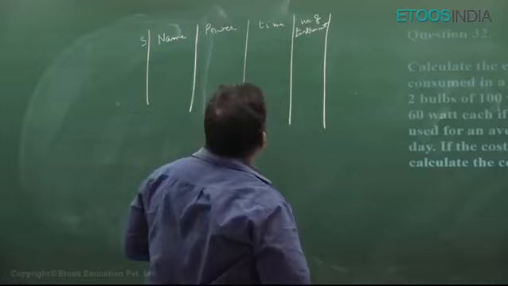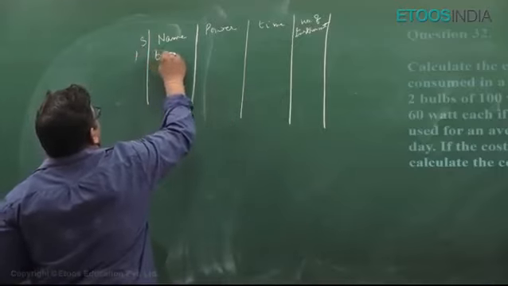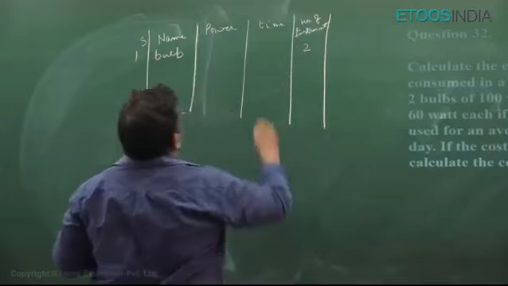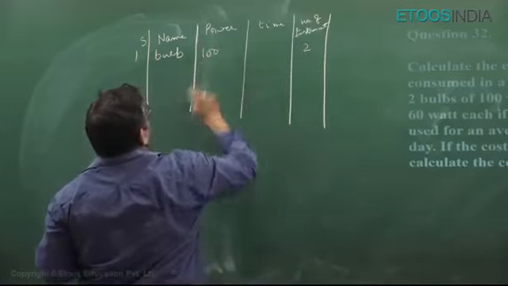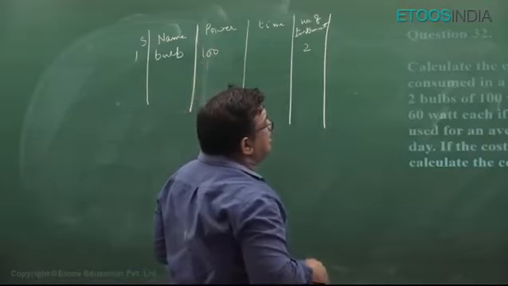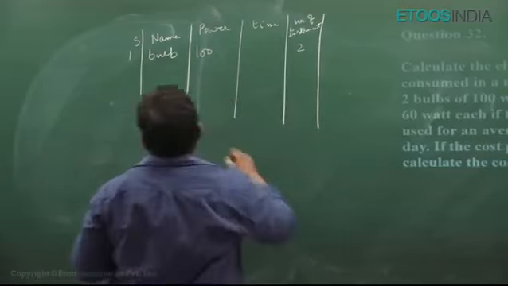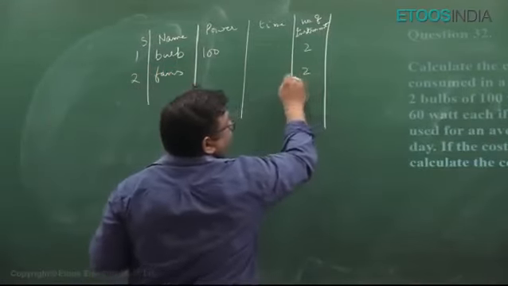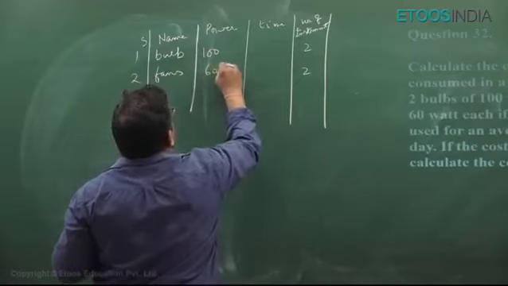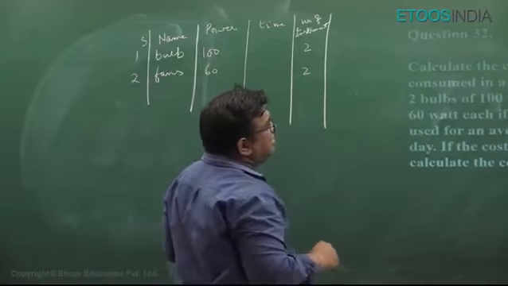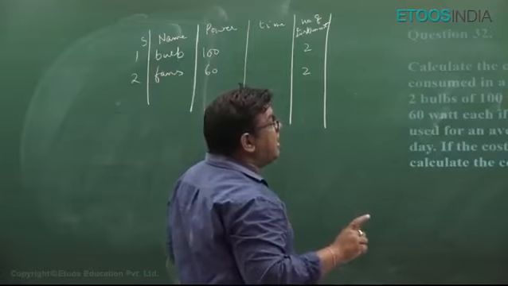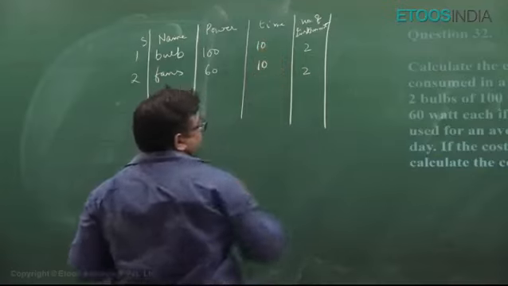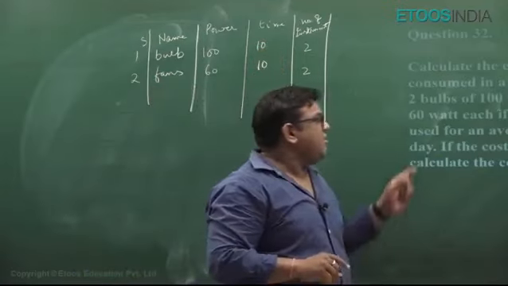Okay, so what has been said is a house using 2 bulbs. There are 2 bulbs of 100 watt each, and 2 fans of 60 watt each. They run for 10 hours each day. So the time is 10 hours each day. We need to find out the bill.